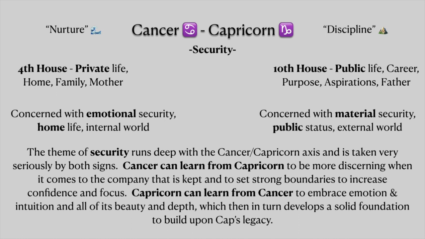Cancer can learn from Capricorn to be more discerning when it comes to the company that is kept and to set strong boundaries to increase confidence and focus. Capricorn can learn from Cancer to embrace emotion and intuition and all of its beauty and depth, which in turn develops a solid foundation to build upon Cap's legacy.